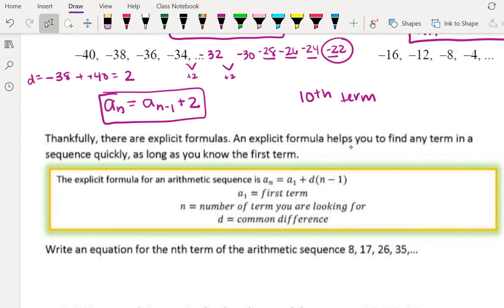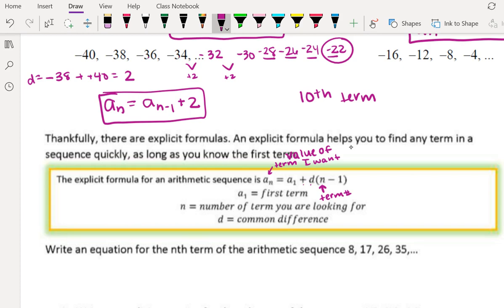Okay, so here's my explicit formula. Whatever term I'm looking for, so this is the term I want, is equal to the first term plus the common difference times n minus 1. Okay, n is the, sorry, I kind of mislabeled there. It's not the term I want, it's the value of the term I want, because n is the term number that you're looking for.